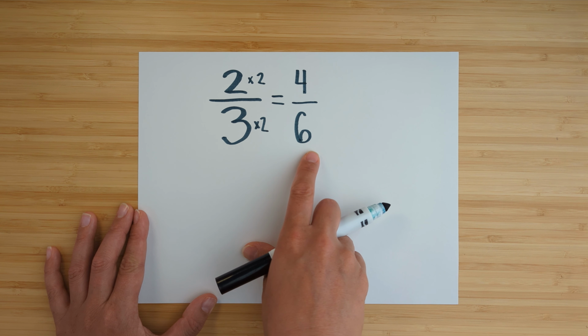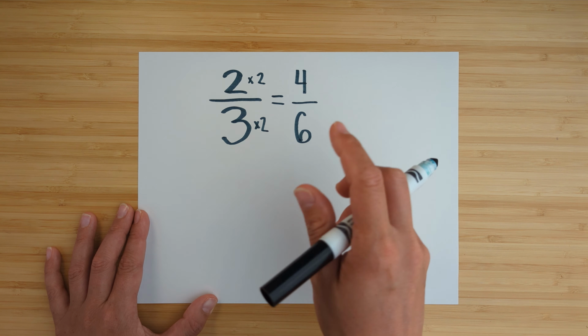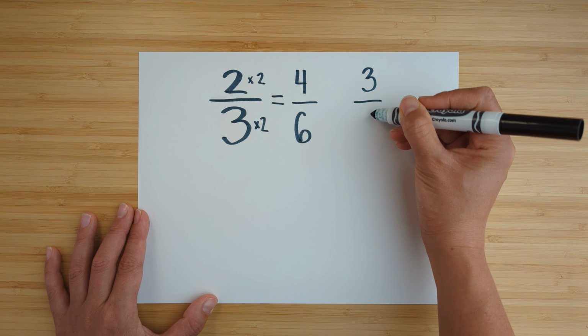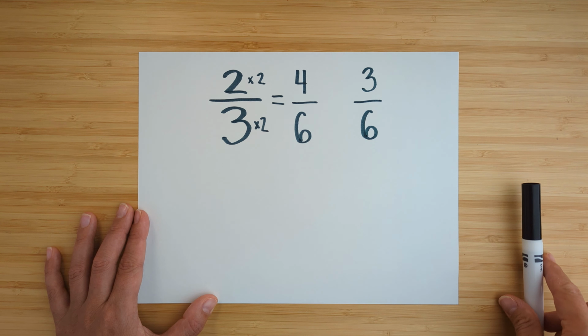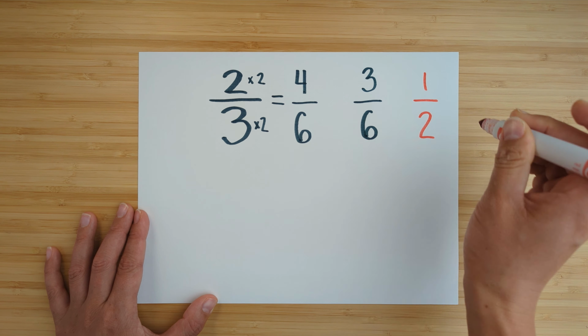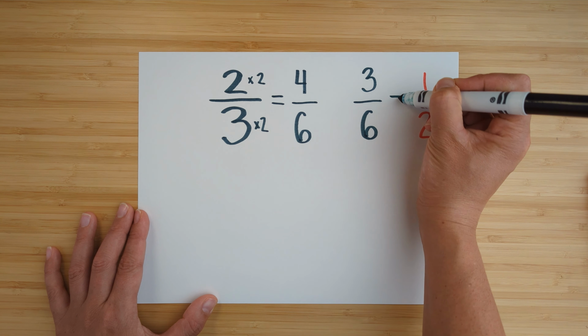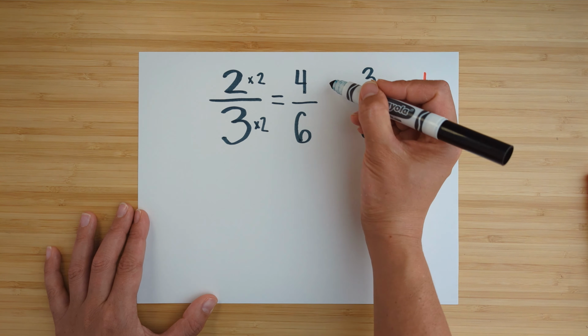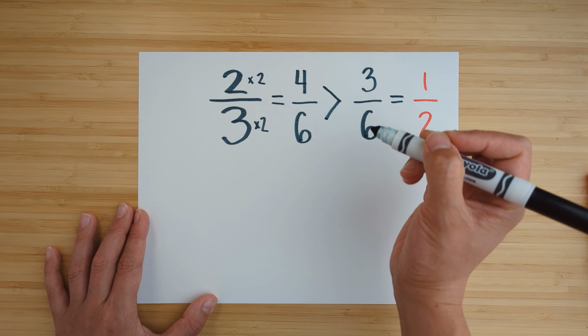Now I can use that same method I did before. What's half of 6? 3. Use the same denominator. 3/6 is equal to 1/2. And now I can compare 4/6 to 3/6. 4 is greater than 3.